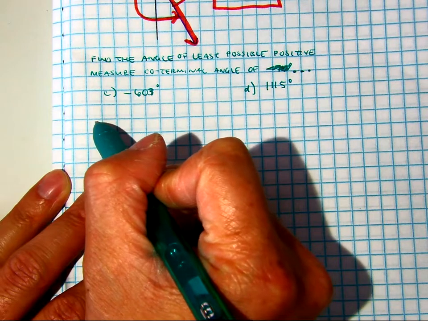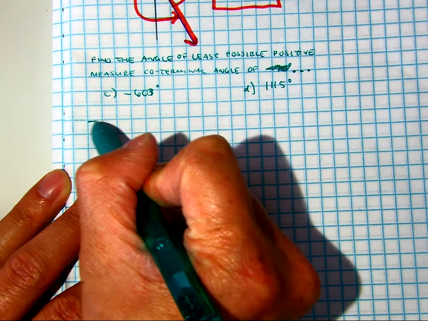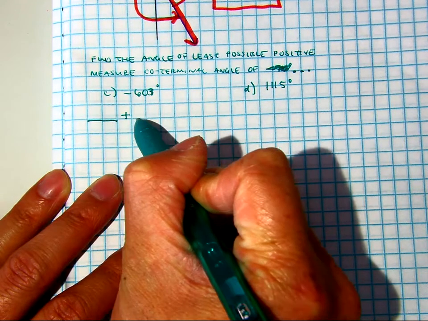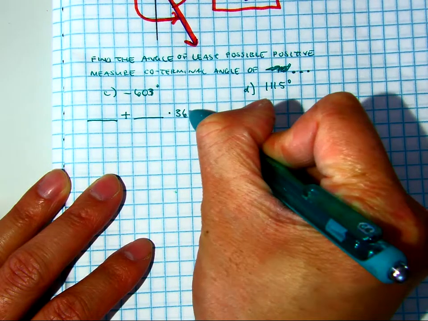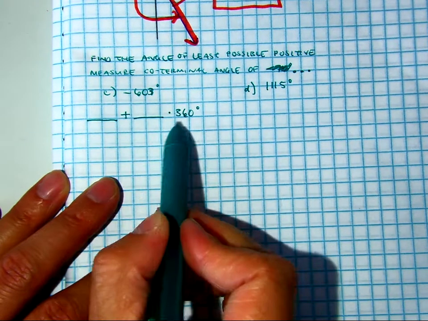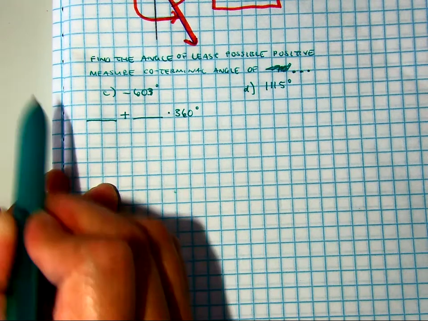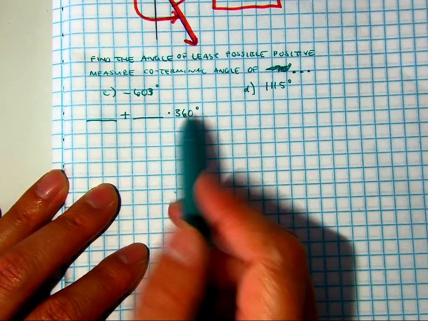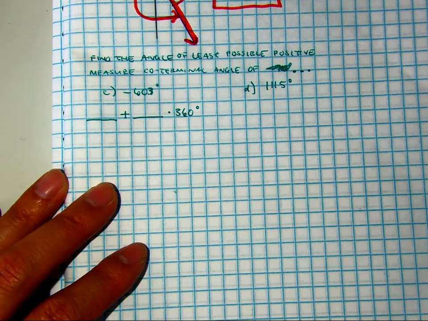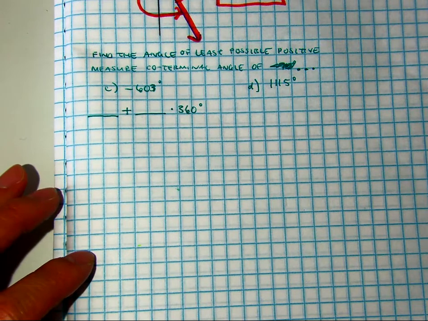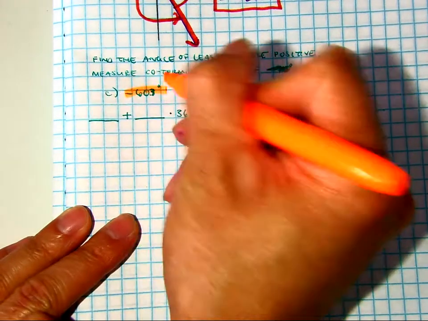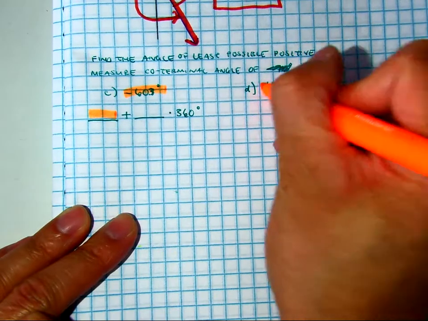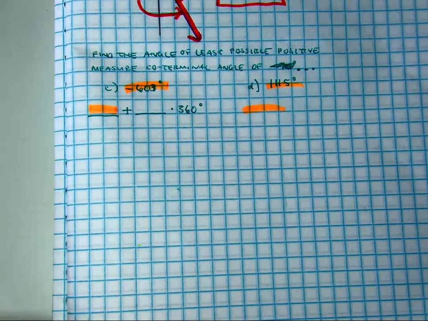We did this yesterday. Blank plus blank times 360. The reason why is that basically a rotation can be a full circle, either positive or negative angles we learned yesterday. You're going to go ahead and just put in your angle. In this case, negative 603 degrees, and then there we'll put in 115.